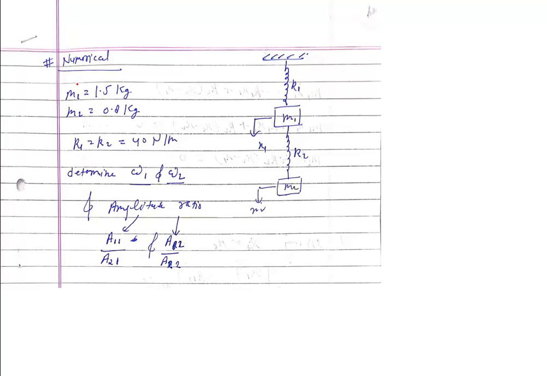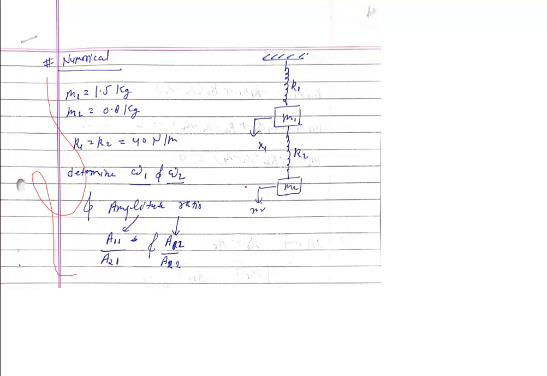It is given that m1 equals 1.5 kg, m2 equals 0.8 kg, and k1 equals k2 equals 40 Newton per meter. Determine omega 1 and omega 2 and the amplitude ratios. This question has been asked in previous exams, so we are going to solve this.